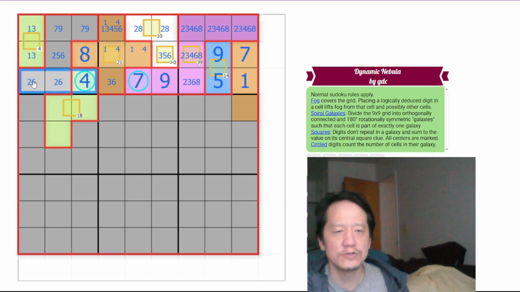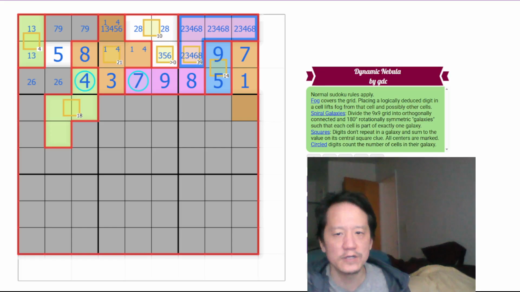We have a 2, 6 pair in box 1, which eliminates 2 and 6 from the rest of the box. Therefore, this is 5. This 2, 6 pair eliminates 6 from the rest of that box, so this from the rest of the row. So this is 3, which makes this not 2, 3, 6. It has to be 8. So none of these are 8.